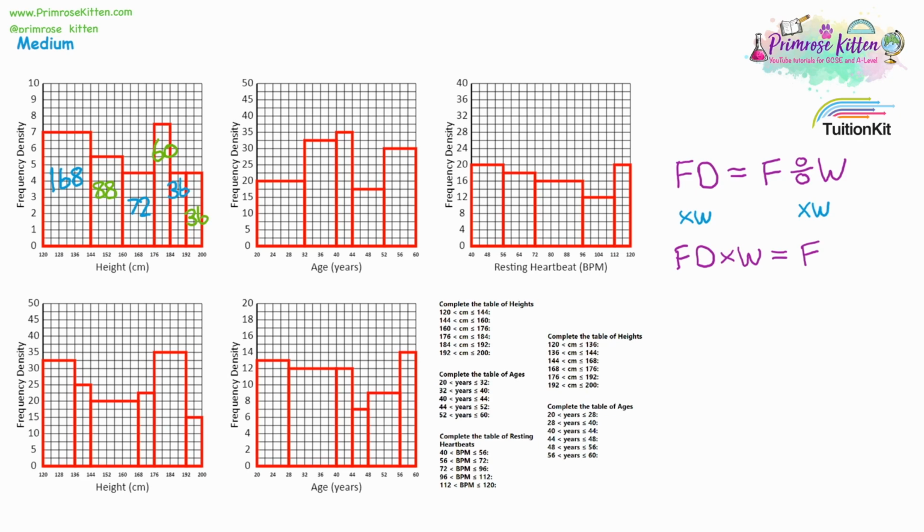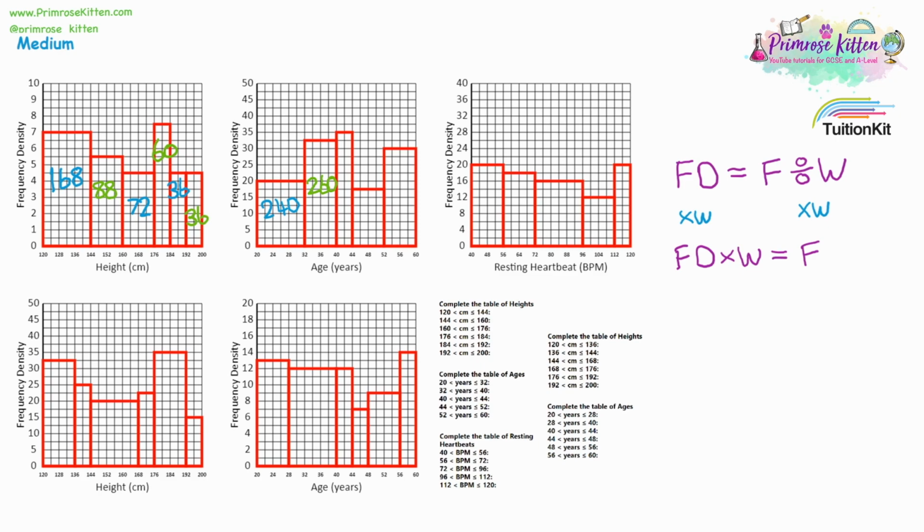For question 2, the first bar is in between 20 and 32, so that will be a width of 12. The height is 20, so 12 times 20 will give us 240 people represented in that first bar. 240 people in between the ages of 20 and 32. Now for the next bar, that goes in between 32 and 40. It's got a width of 8. The height it's going up to is in between 30 and 35. And the number in between 30 and 35 is 32.5.